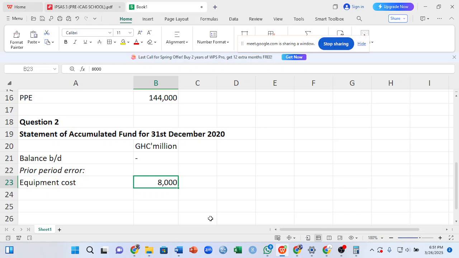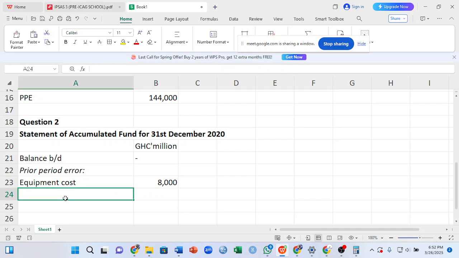Okay, that's true. So in summary, the error understated our profit. If you want to correct it, we should add it back to bring it to its original position, right? Yes, that's true. So we'll just add it, and I'll leave it like that, 8,000, just the positive figure. Now bear in mind that for equipment you need to calculate depreciation. So the effect is two: it will affect the cost and the depreciation.